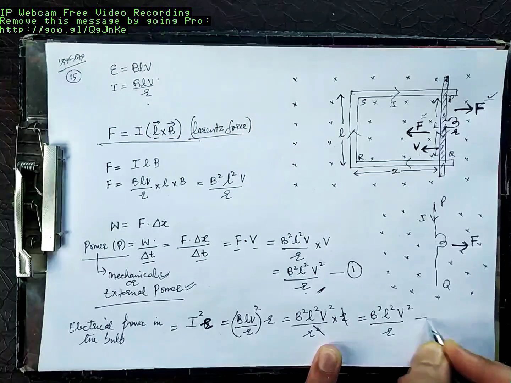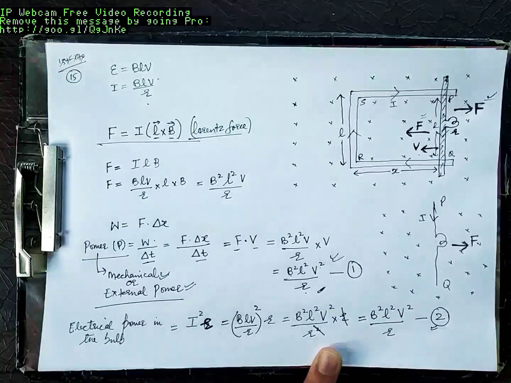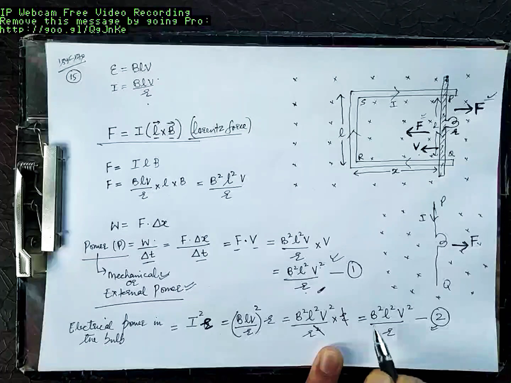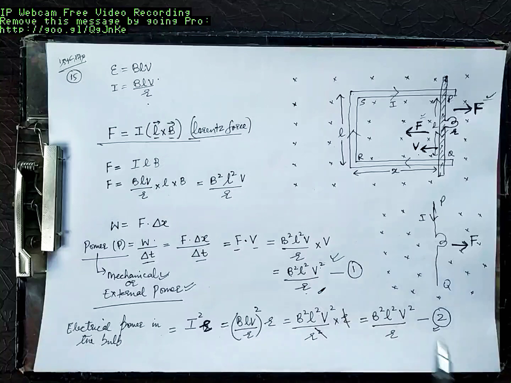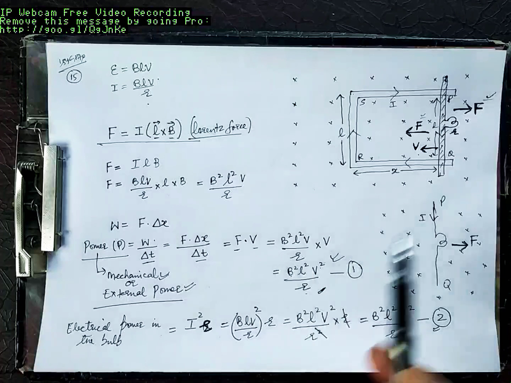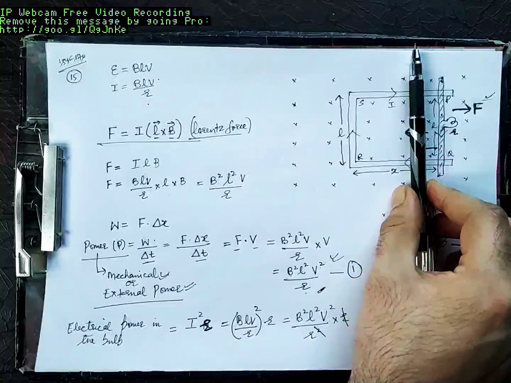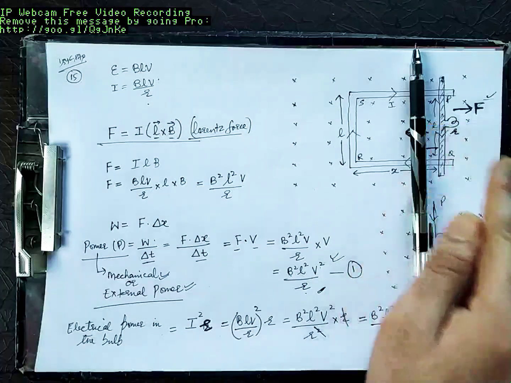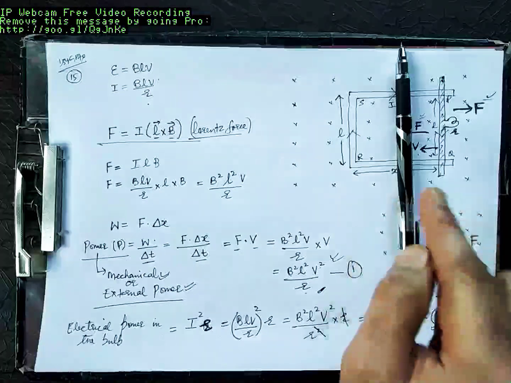This is expression 2. Isn't the mechanical power the same as the electrical power? B square L square V square divided by R. B square L square V square divided by R. Then what do we conclude from expression 1 and 2? We concluded from expression 1 and 2 that the mechanical power that we have to put in to move this conductor PQ towards left is not being destroyed. In fact, the mechanical power that I am putting in to move this conductor PQ towards left is being converted to electrical power.